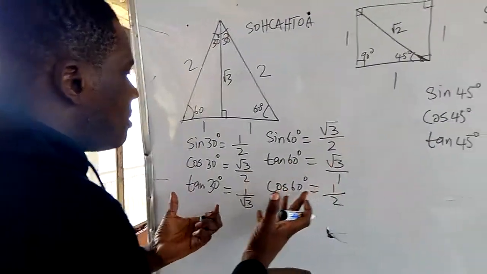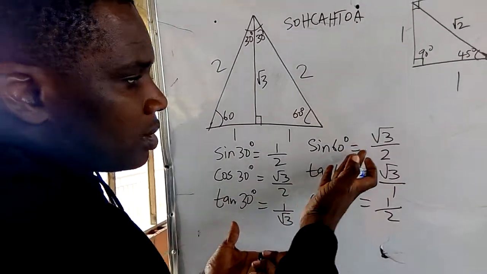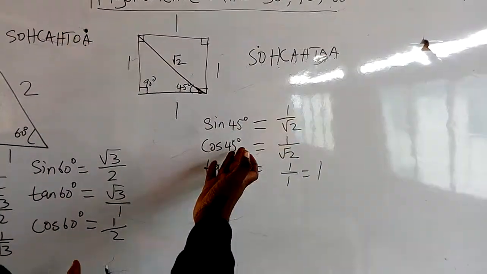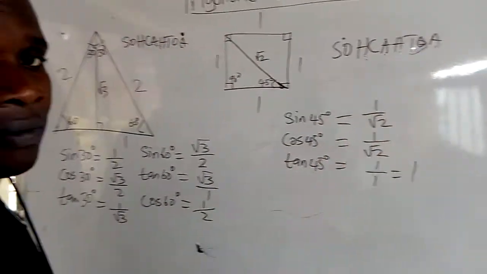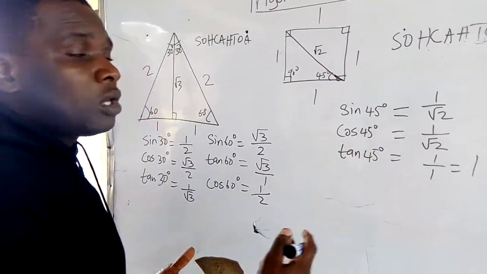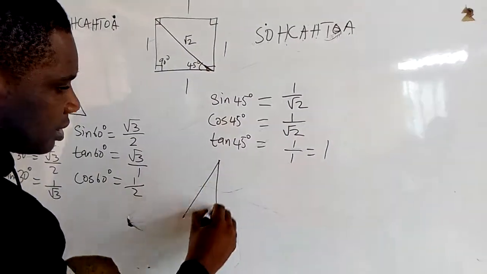This is the trigonometric ratio. Sine 30 degrees, cos, tan; sine 60, tan 60, cos 60; sine 45, cos 45, tan 45. So very simple. In the next video, I'll show you how to do calculations. Meanwhile, I could easily just show you this.